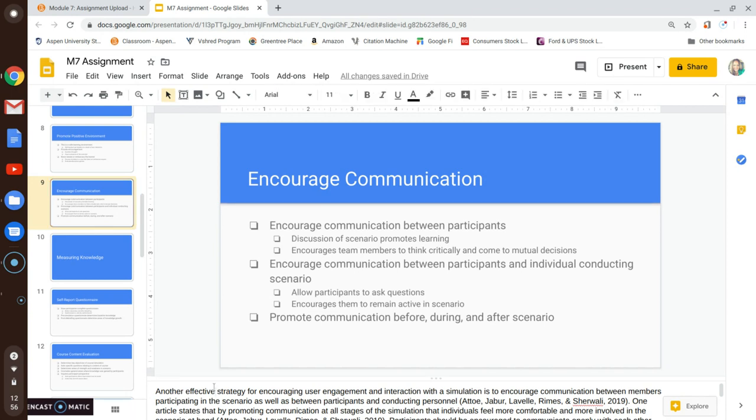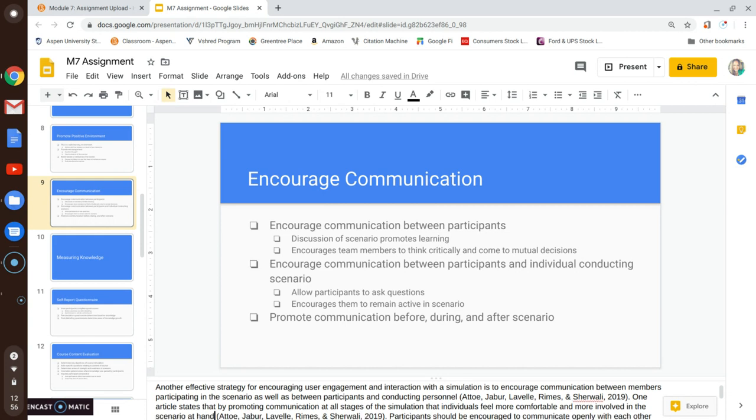Another effective strategy for encouraging user engagement and interaction with the simulation is to encourage communication between members participating in the scenario as well as between participants and conducting personnel. One article states that by promoting communication at all stages of the simulation, individuals feel more comfortable and more involved in the scenario at hand.